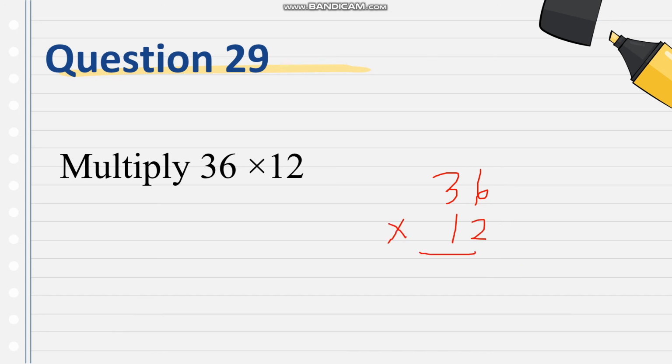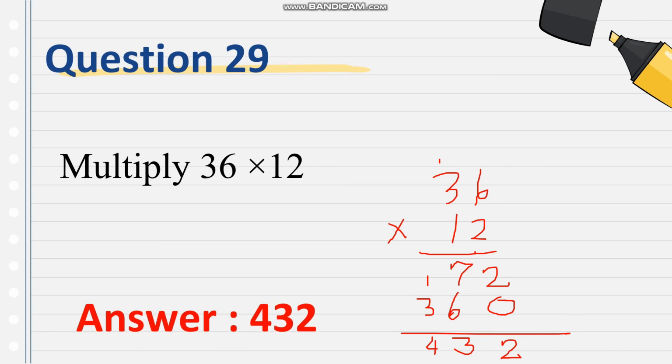Next, 36 multiplied by 12. So 2 times 6 is 12, regroup 1. 3 times 2 is 6 plus 1 is 7. Then we need to put 0 before multiplying the second digit. 1 times 6 is 6 and 1 times 3 is 3. So we need to add 2. This is 13, regroup 1. This is 4. So the answer is 432.